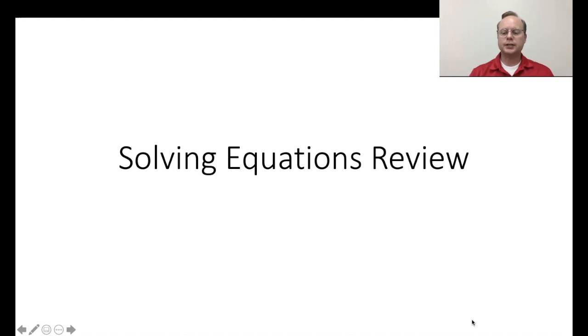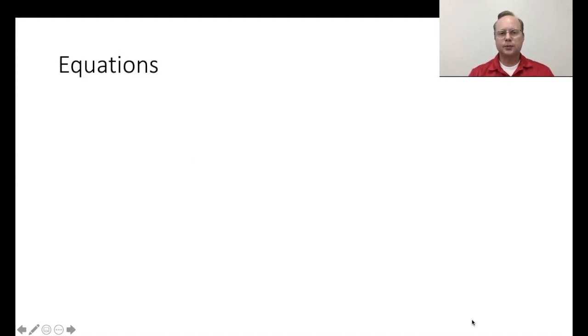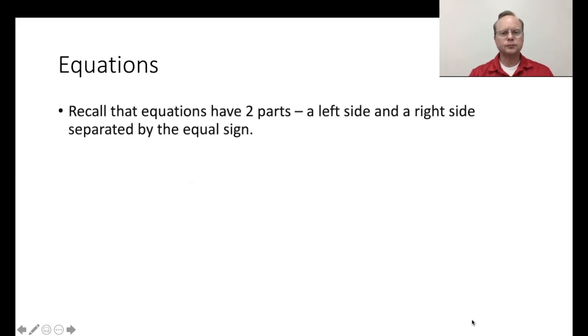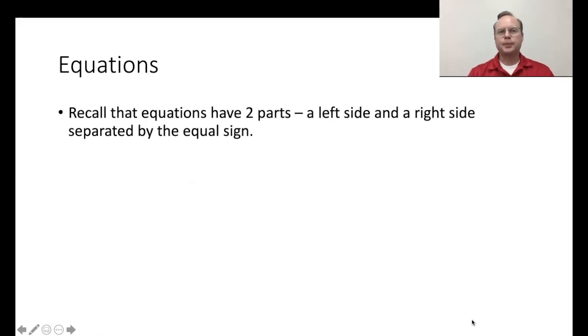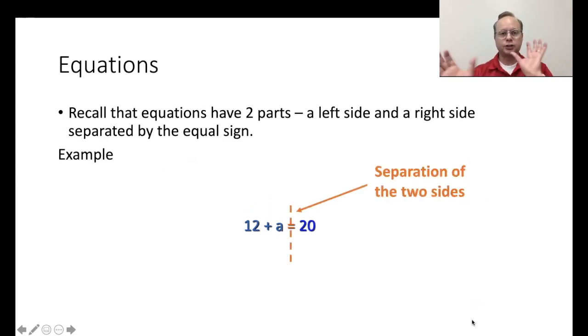Okay, so let's start, and we're going to be solving some equations. So let's just talk about what that is in general, okay? An equation is basically two expressions with an equal sign in the middle of them, okay? So here's an equation, 12 plus a equals 20. On this equation, we have an equal sign that separates the two sides. And we have the two sides.